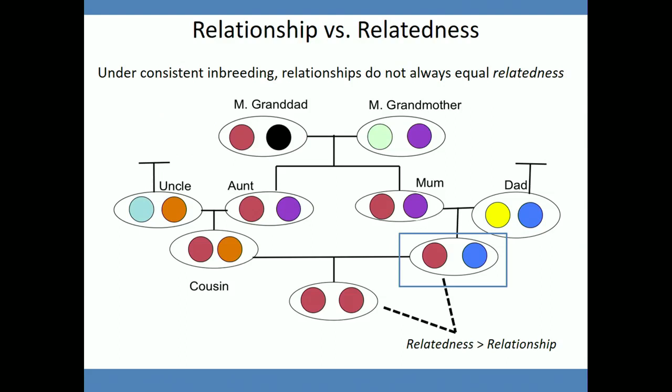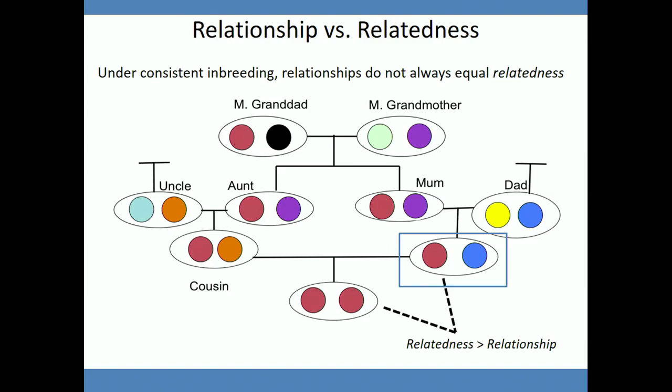The other thing is that in these small or isolated populations, consistent levels of inbreeding over time can lead to more complex effects on the distribution of relatedness. So here we just have a toy pedigree where two individuals are related in that they share this common red allele inherited from their maternal grandfather. If they mate, they produce an inbred offspring. Now, if this offspring is then going to mate with one of its parents, it actually has a much higher probability of sharing these common ancestral alleles than we would expect between a parent and an offspring mating in an otherwise outbred population.